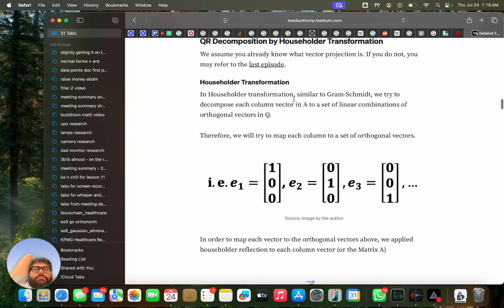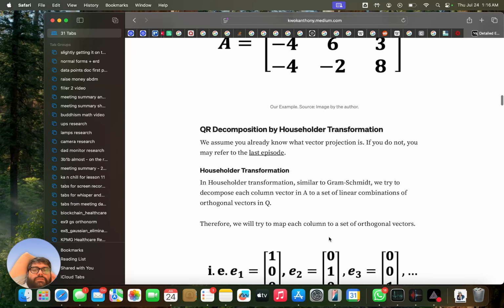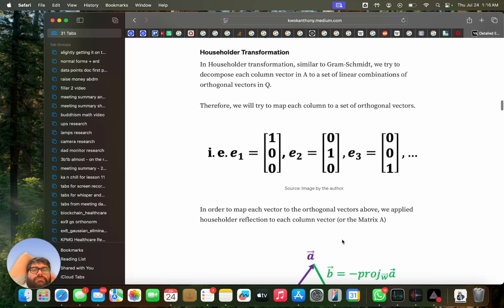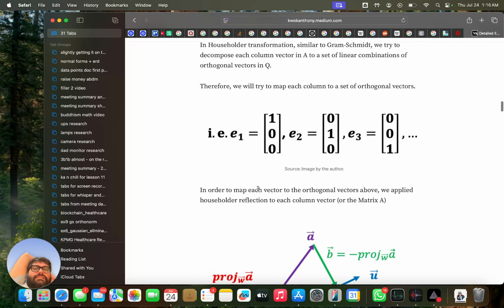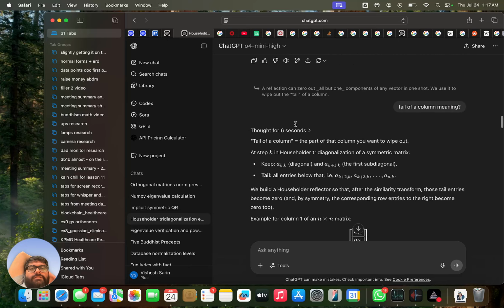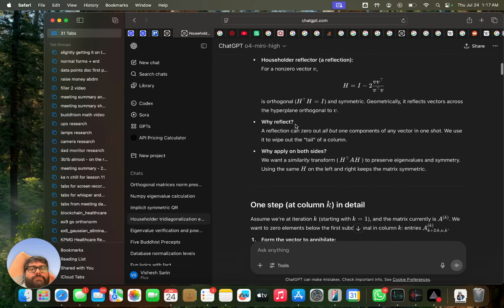We try to decompose each column vector in A into a set of linear combinations of orthogonal vectors in Q. We'll try to map each column to a set of orthogonal vectors, okay. Oh, okay. I get it. So that's the unit vector. And that's what ChatGPT said as well, didn't it? Right?